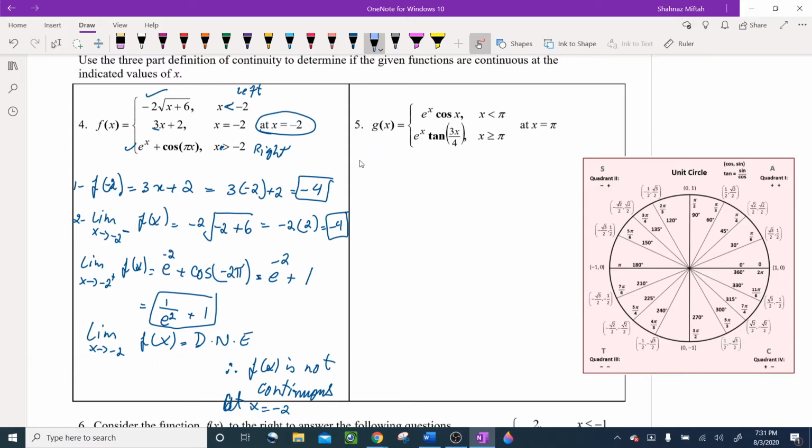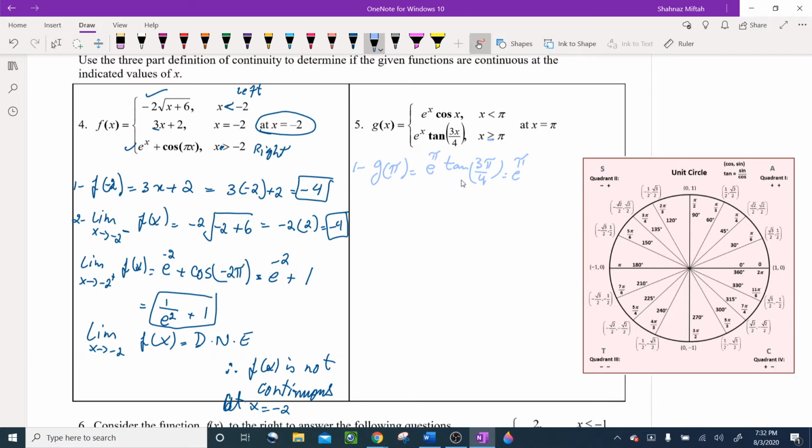In question number 5, the first condition is g of pi for the defined point. So this is pi. Now this is less, that's greater, but you do understand this means equal. So I'm going to pick this whole thing for the equal. So I'm going to plug in e to the pi tangent of 3 pi over 4, right? So it's going to give me e to the pi tangent 3 pi over 4.